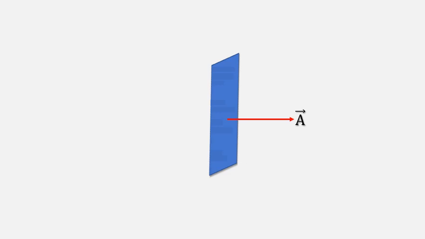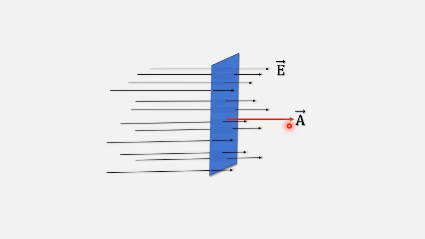Electric flux is basically a quantity which gives us some idea about the electric field linked with the surface under consideration. So suppose A is the area vector of this surface. Now let us put this surface into some external electric field E. As we can see, there are some electric field lines passing through this surface.